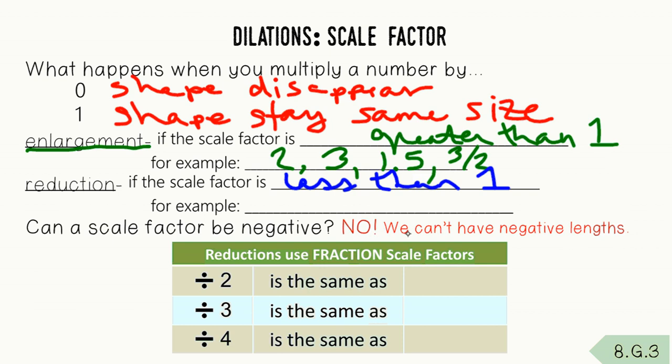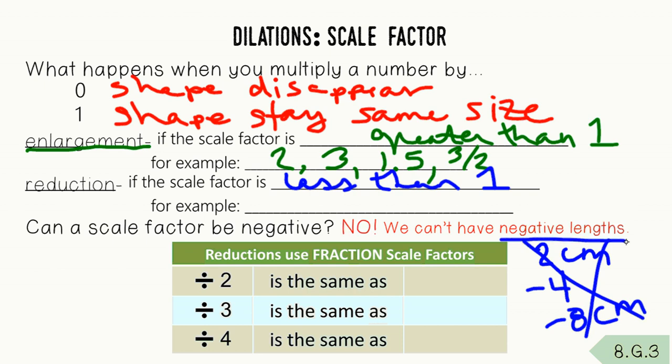And if one side of my triangle is 2 centimeters and I multiply 2 centimeters by a scale factor of -4, I can't get a length of -8 centimeters. It's not possible to have negative lengths. So when we're talking about creating a shape that is getting smaller, a reduction, my scale factor needs to be less than 1, but also greater than 0. So we're talking about numbers that are between 0 and 1.